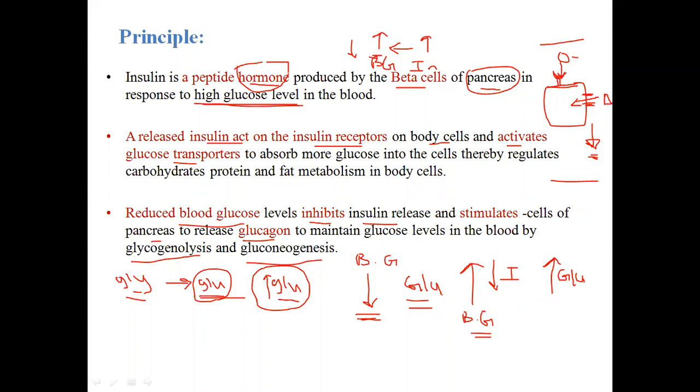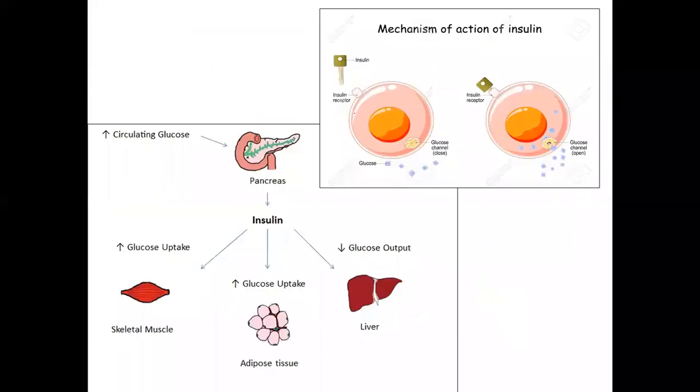Now come to the procedure. Okay, see, this is a diagrammatic representation. See, this is the mechanism of action of insulin. Now you can see this complete thing is your cell, the body cell. This is the insulin receptor, and this is insulin. So insulin is like a key. And this is the glucose channel, the transporter of the glucose, and these are glucose molecules.